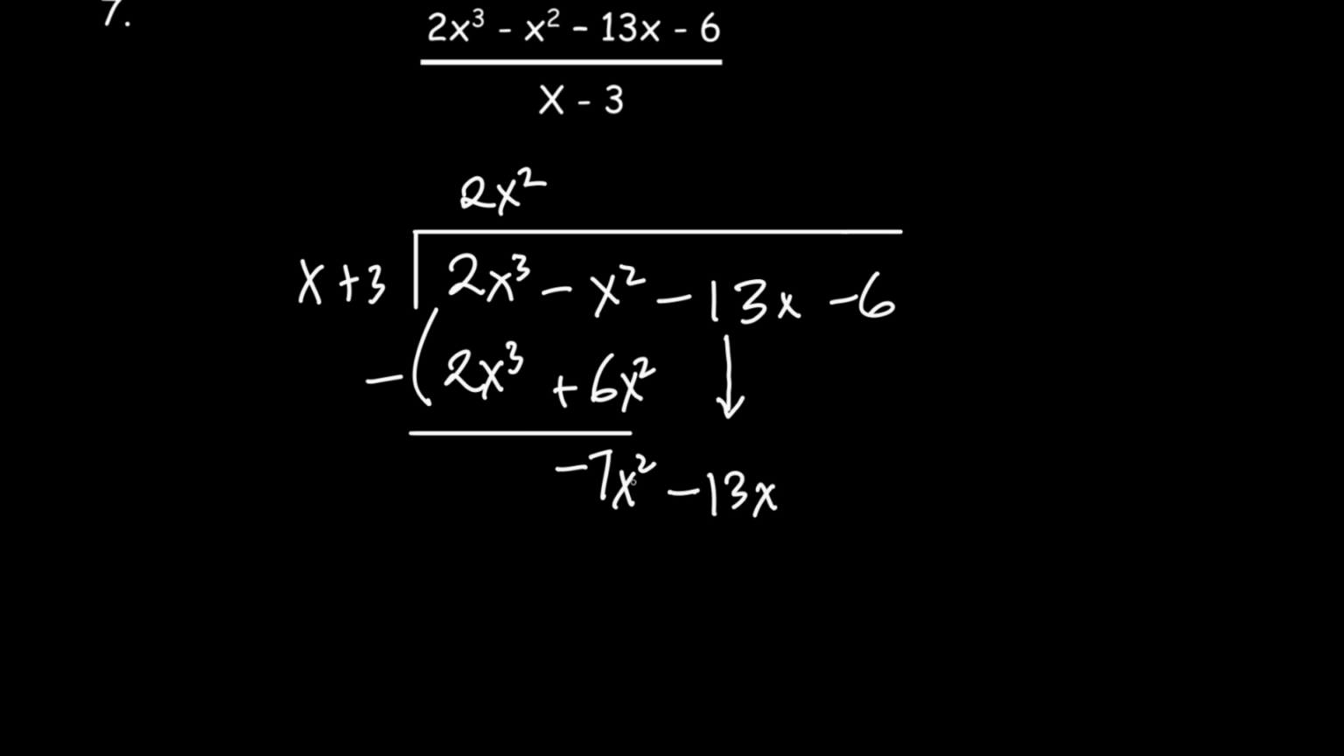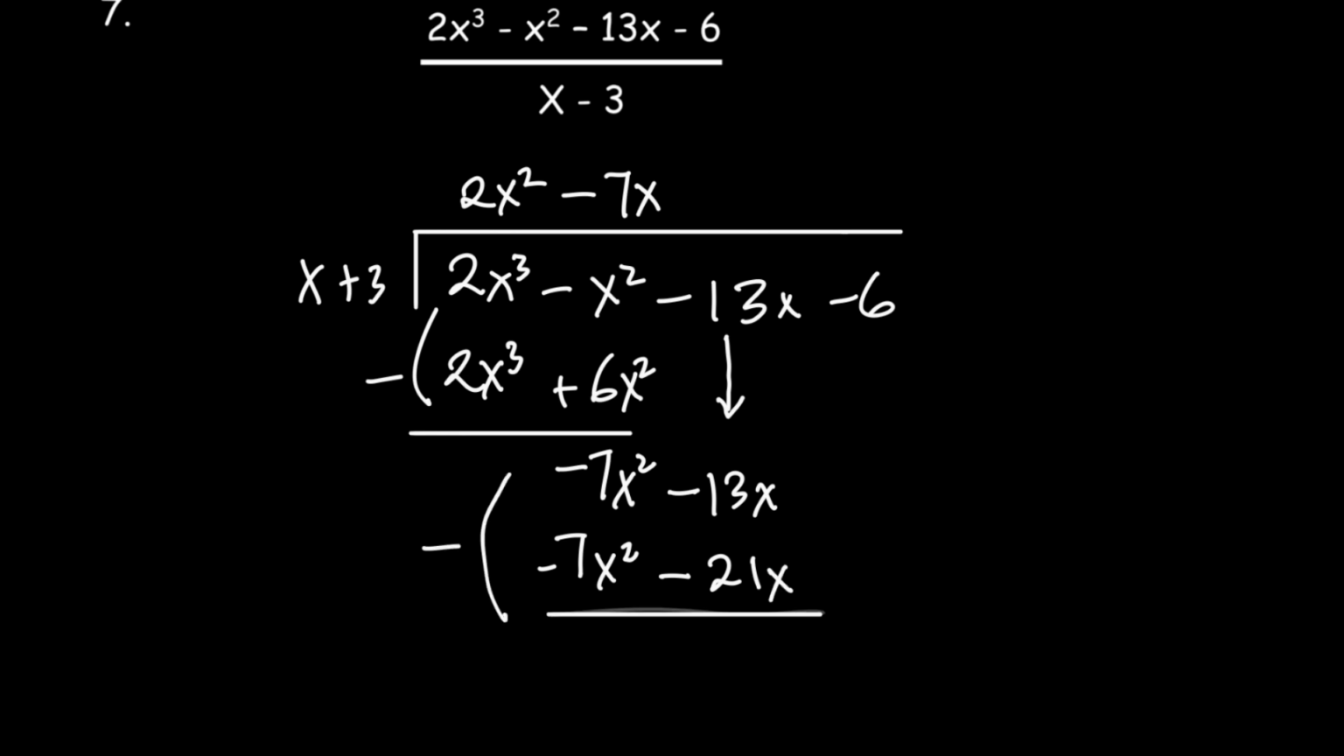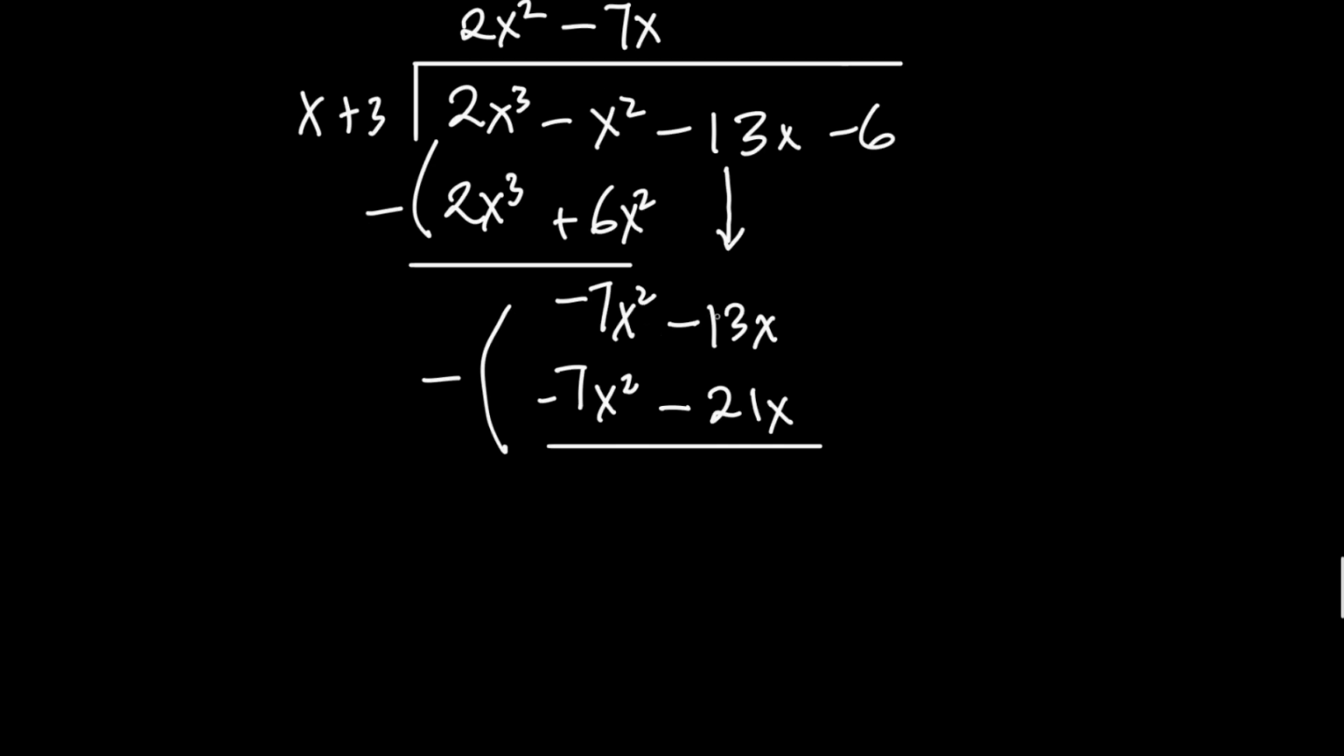Now, negative 7x squared divided by x is going to be negative 7x. Then we distribute. So over here, we're going to be getting negative 7x times x right here, which is giving us negative 7x squared. Then negative 7 times positive 3 is going to be negative 21x. Then from here, we also have to subtract. So when we are subtracting, it's going to be negative 13x minus 21, which is giving us positive 8x. Then negative 7x squared minus 7x squared is giving us 0. Then lastly, we drop the last term down, which is negative 6.